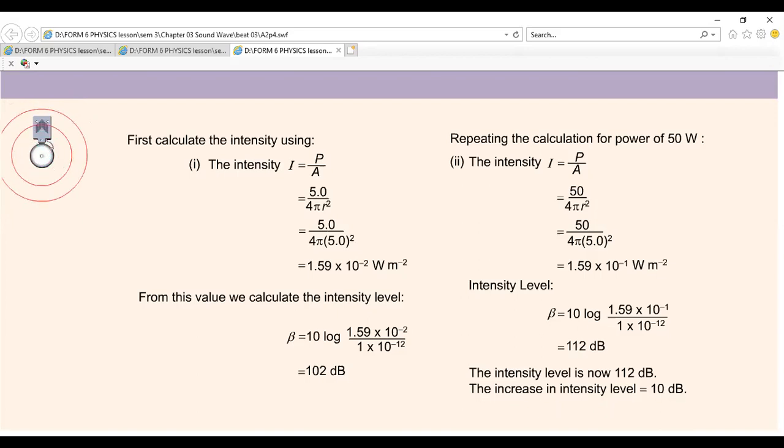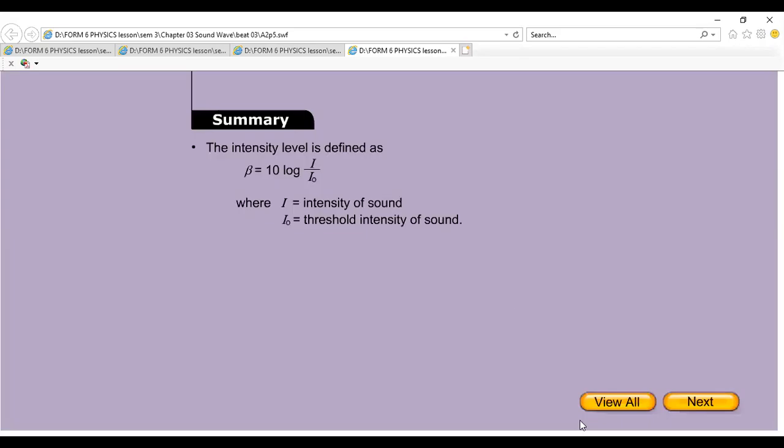As a conclusion, the intensity level is defined as beta equal to 10 log I over I naught, the intensity of sound over I naught, where I naught is the threshold intensity of sound. The intensity level is measured in the unit of decibel, dB.